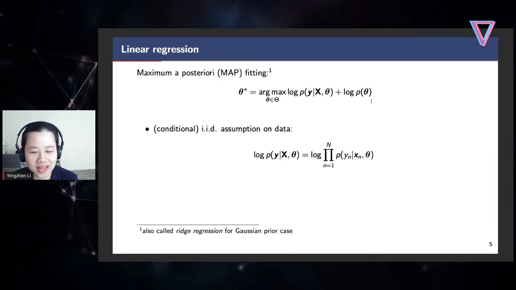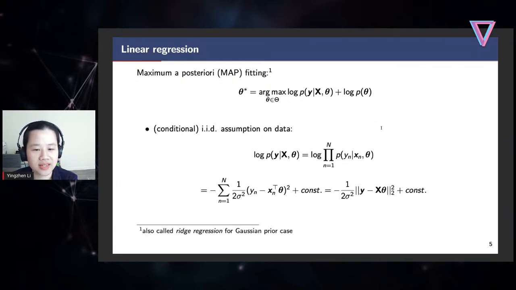Okay, to see how we rewrite this equation, we first need to make a conditional IID assumption on the data, which basically means that, given the parameter theta and the input x, each of the output variables, yn and ym, are independent. In other words, the current input does not interact with the other inputs in terms of producing the output y. So that's conditional independence.